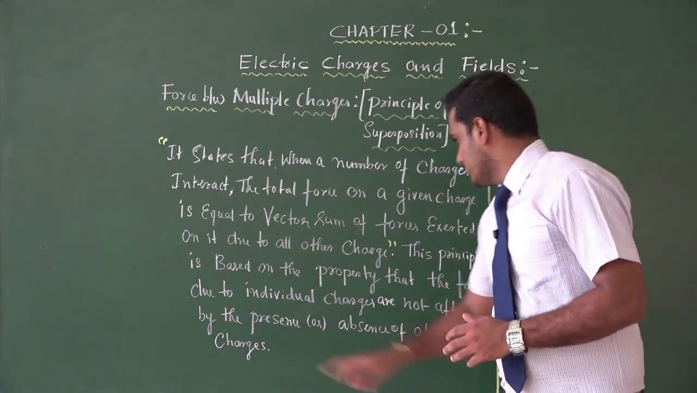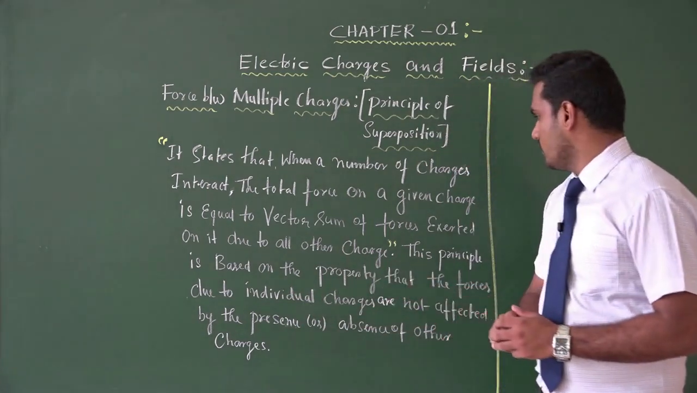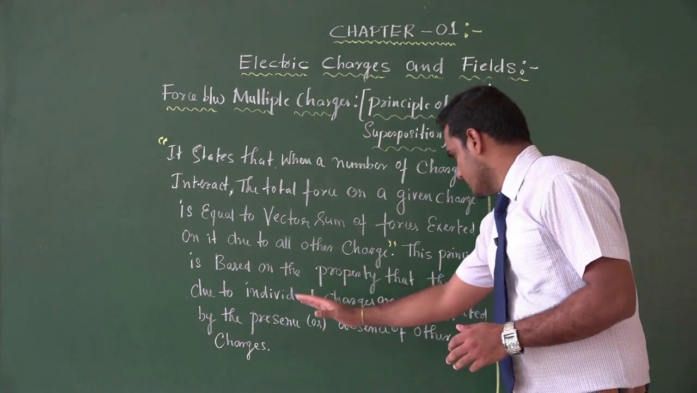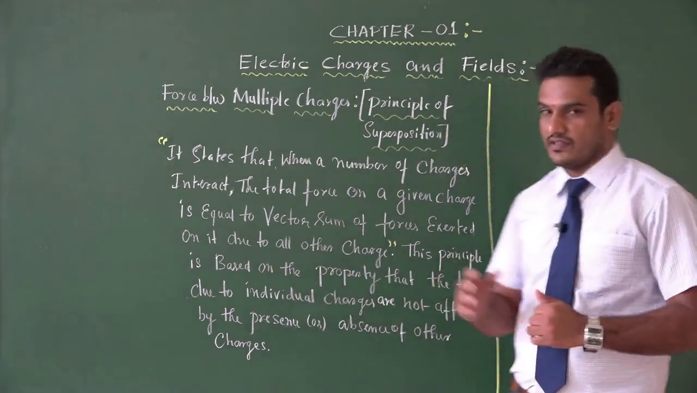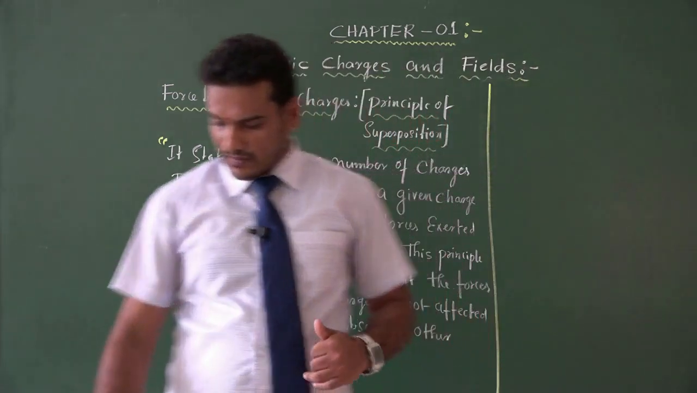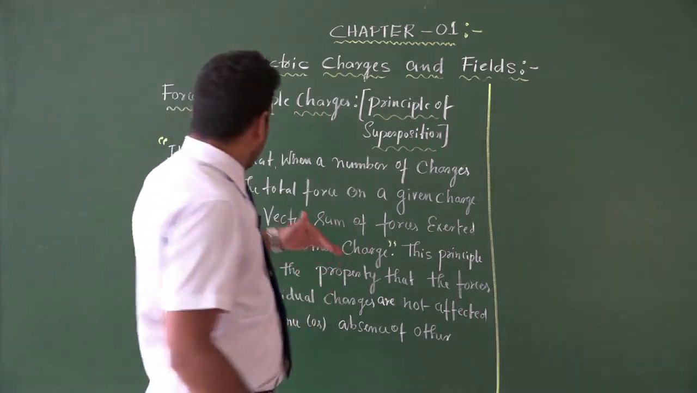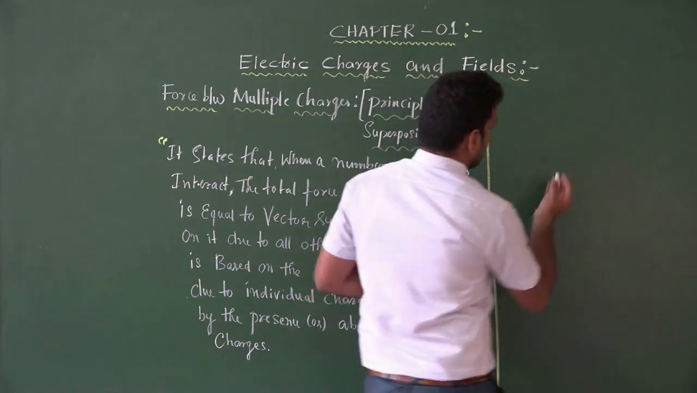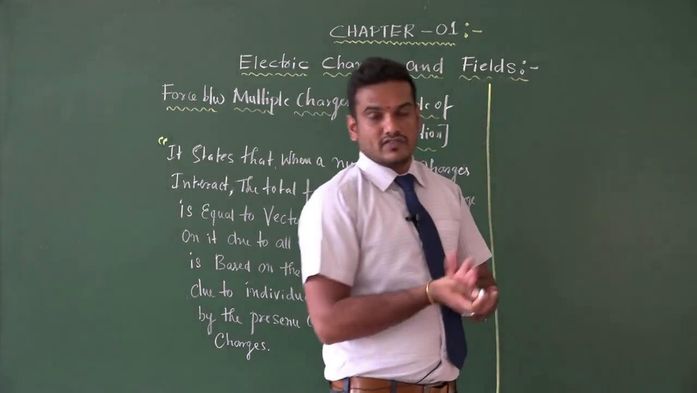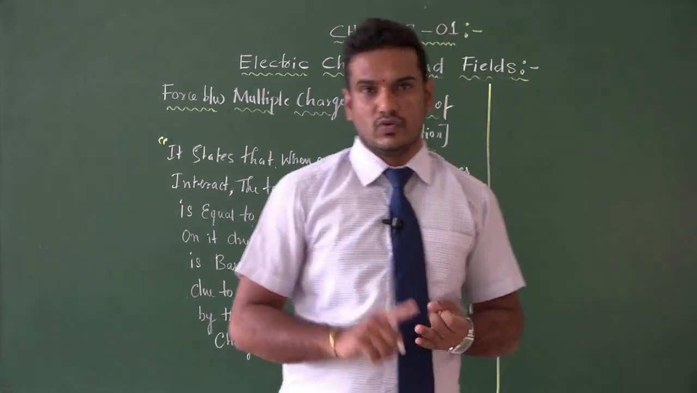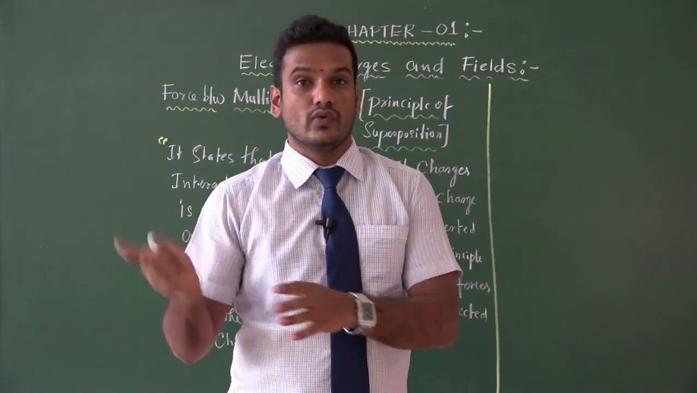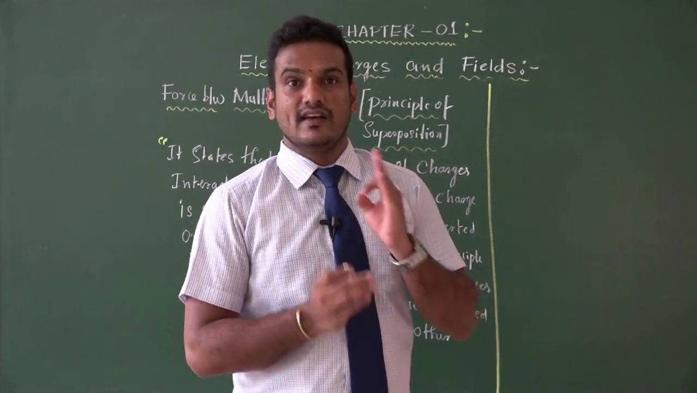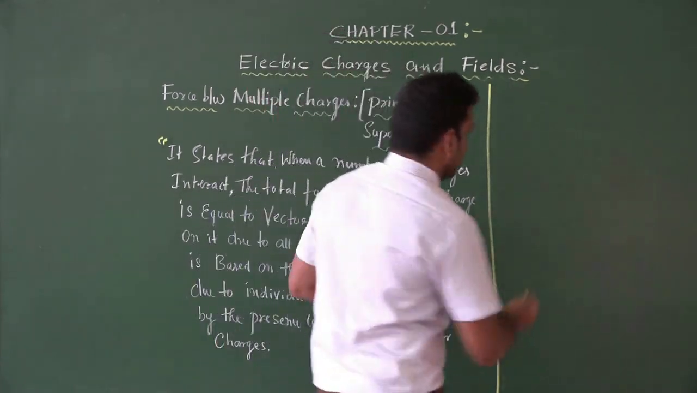This principle is based on the property that the forces due to individual charges are not affected by the presence or absence of other charges. So this is the statement of the principle of superposition. Now we are going to understand the force between multiple charges by using a simple diagram. I am going to consider n number of charges, namely q1, q2, q3 up to qn, distributed in a random manner in vacuum or free space.